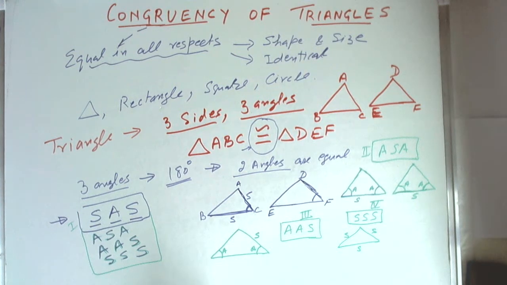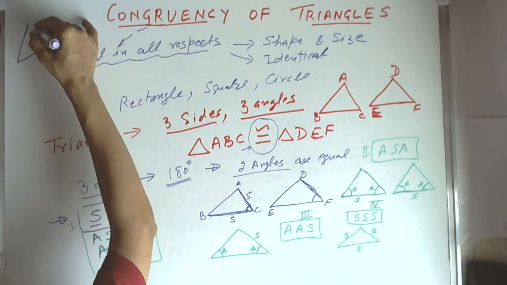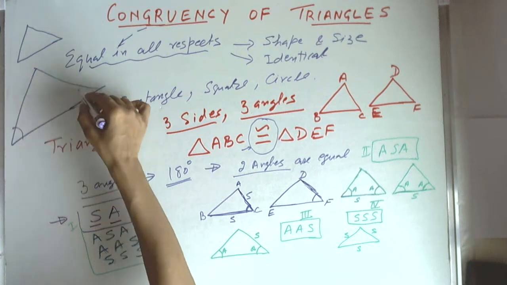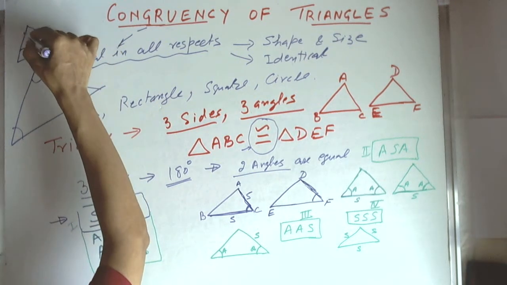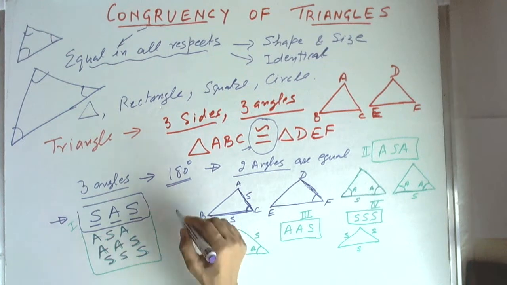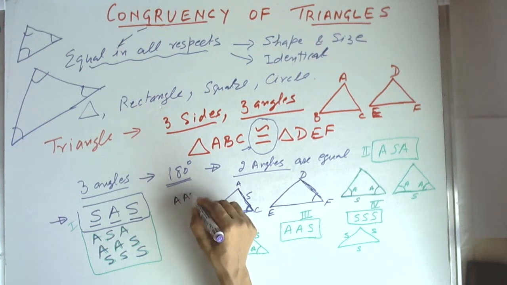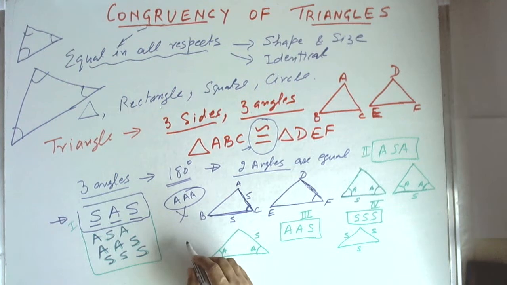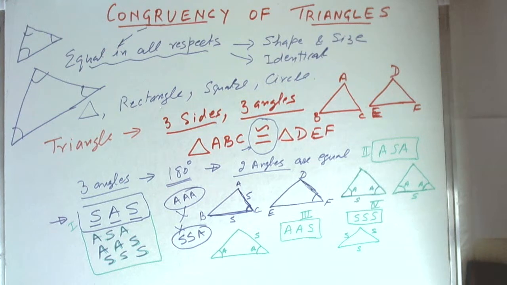Now if all the three angles are equal, will the triangles be congruent? No. Because if all three angles are equal, the triangle could be like this. You have a triangle which is like this, and there could be a much bigger triangle having all three angles the same. So this is possible. So in two situations it is not there. AAA: if all three angles are equal, then the triangles are not congruent. And another case where the triangles are not congruent is SSA. So again, if side and angle are equal, then also not congruent.